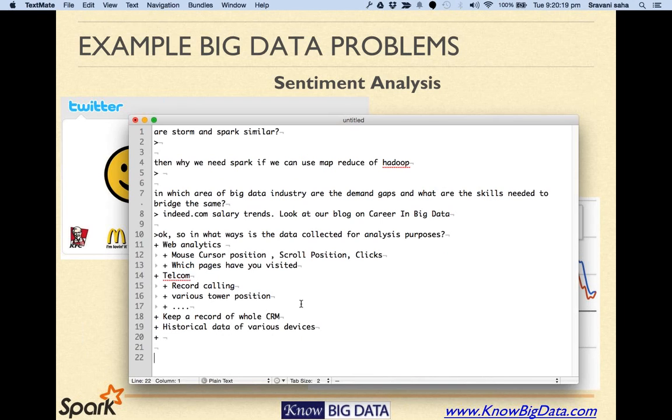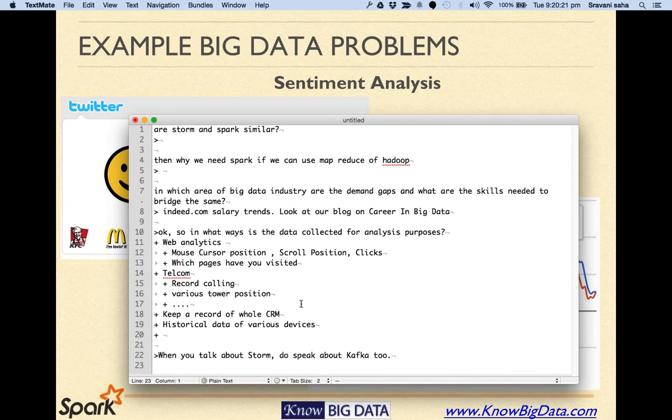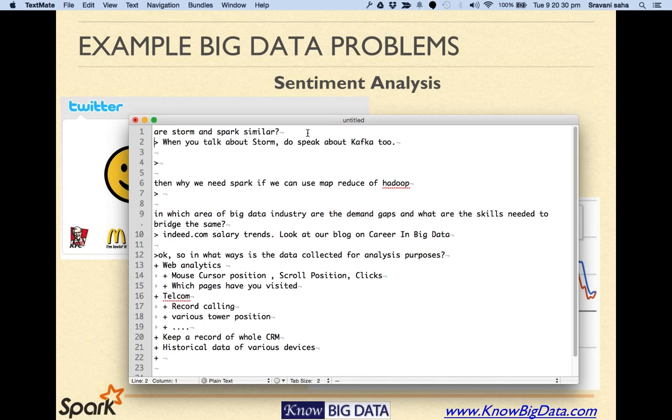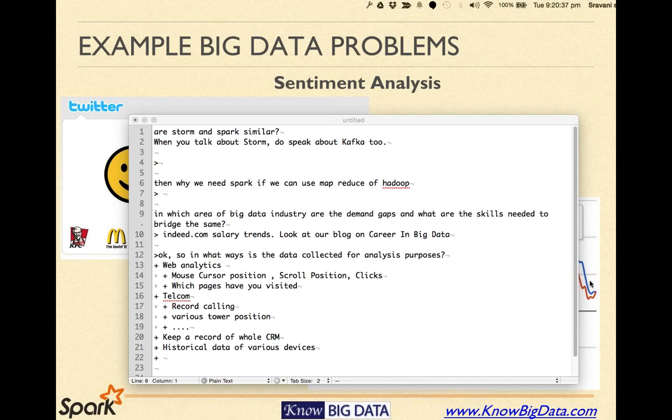All right, we have got one more question from Abhishek. When you talk about Storm, do you speak about Kafka also? Let me talk about this after a minute, along with Vikram's question. So these are the two questions. I'll have to discuss it later when we talk about it. All right.